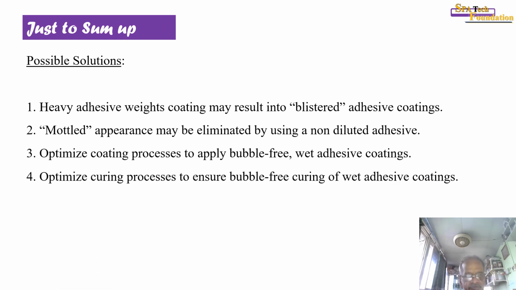The possible solutions: heavy adhesive coating weights may result in blistered adhesive coating. Mottled appearance may be eliminated by using a non-diluted adhesive. Optimize coating processes to apply bubble-free wet adhesive coating. Optimize curing process to ensure bubble-free curing of wet adhesive. Another solution could be to use a lay-on roll or nipping roll prior to winding, which will push off the entrapped air.